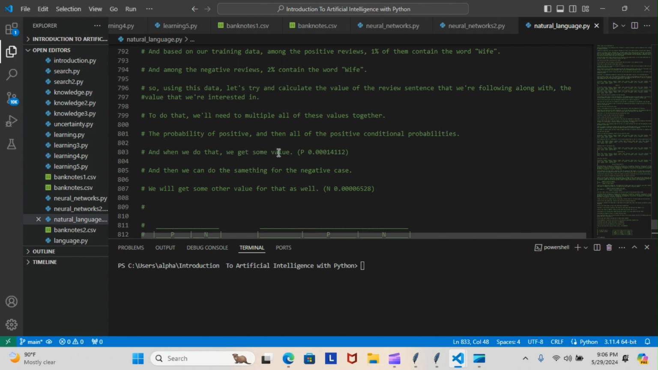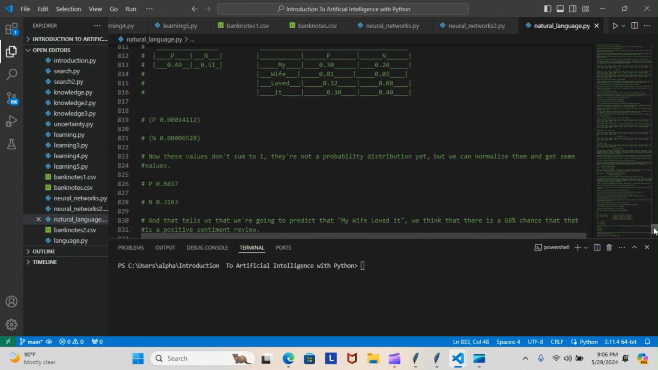So we take the probability of positive and then all of the positive conditional probabilities, and when we do that, we get some value. This is our positive value after we do the multiplication: 0.000141112. We can do the same thing for the negative case. We will get some other value for that as well. Negative is 0.00006528. Those are the numbers here again, positive, negative.